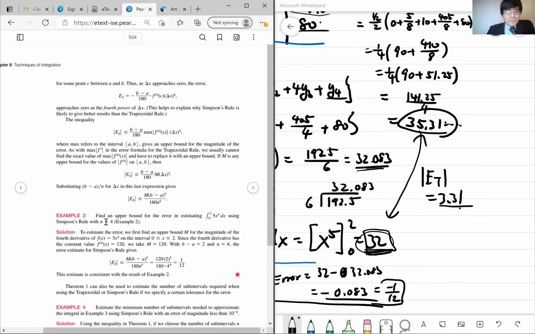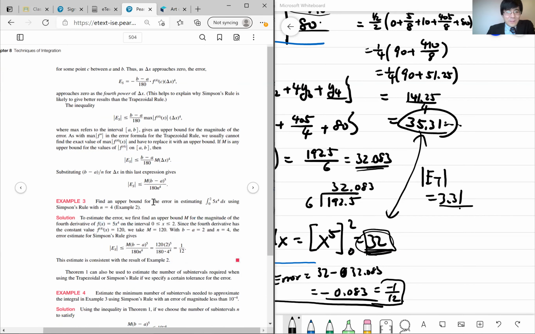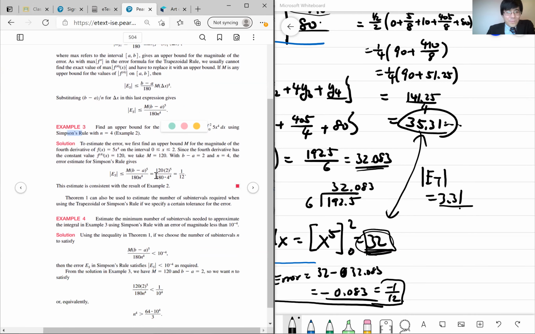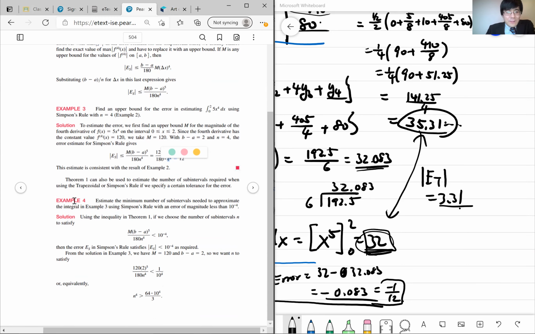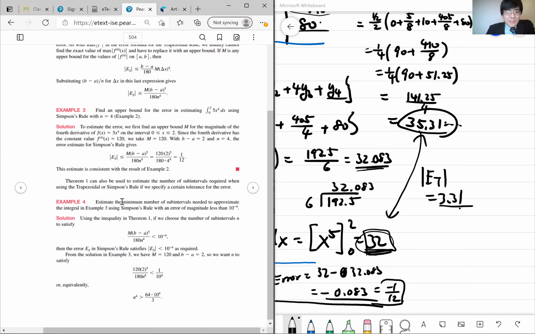Okay, so example 3 shows how we find the maximum possible error if we use the Simpson rule. We already did it, I already explained it. And the next one, example 4, is to estimate the number of intervals we need to make the error smaller.